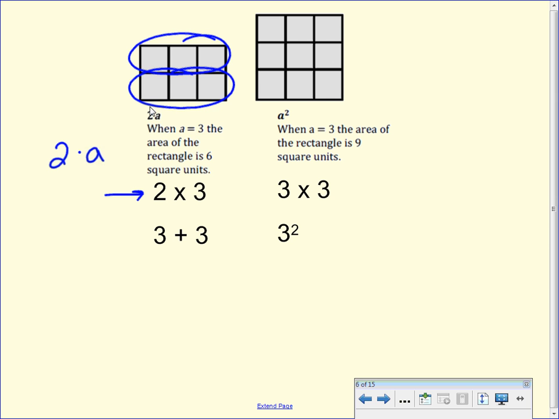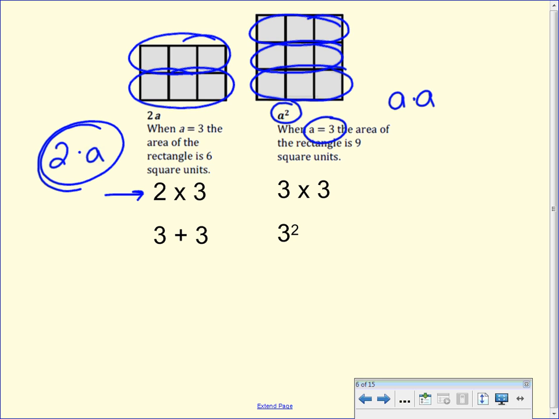That's repeated addition. But now with exponents, we have a to the second power. That means something different. That is not a times 2. This means a times a. It's repeated multiplication. And the little number on top tells us how many times to multiply it. So now if a is 3, that means 3 times 3. And 3 times 3 is 9. And that's how you would write it: 3 to the second power.